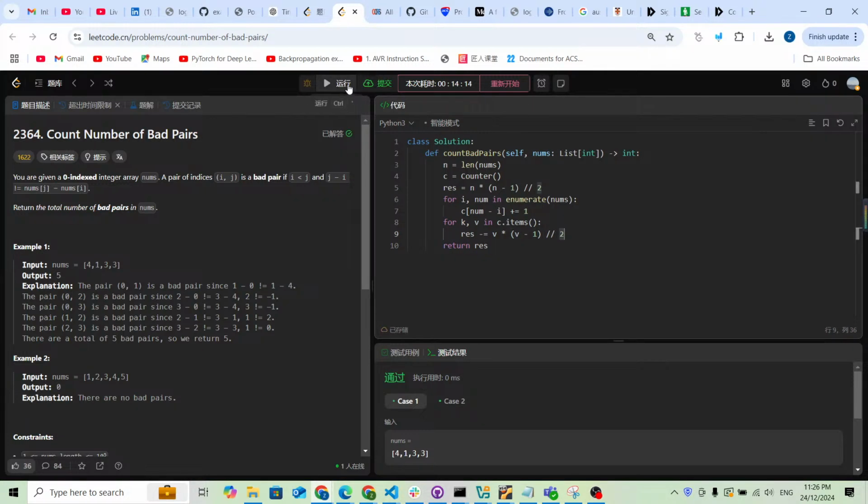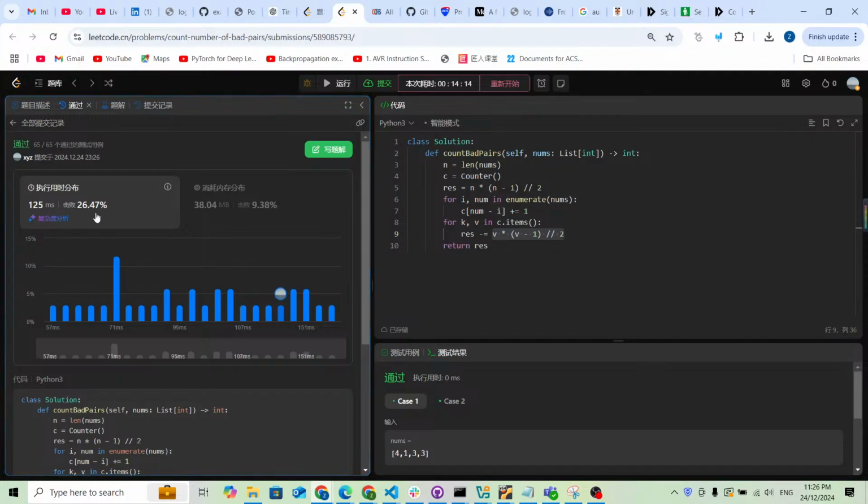So this is the total number of bad pairs, because this is the total number of good pairs, and we just need to use the total number of pairs minus the good pairs. Let me submit it to check if it works. As you can see, it works and it's pretty fast, because currently the time complexity becomes O(n).